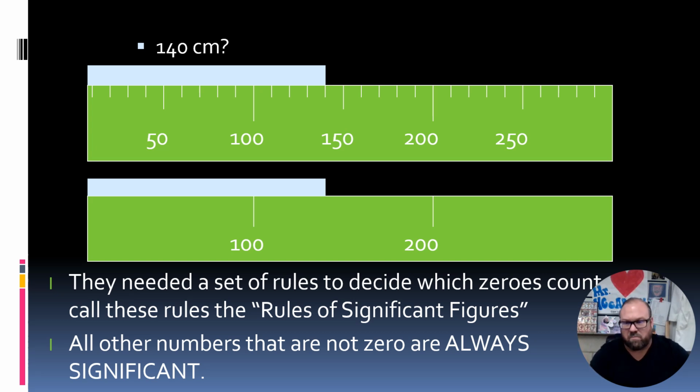So once again, if you count by tens, you're going to estimate to the ones position, and that will be significant. If you count by hundreds, you can only estimate to the tens position, and so the hundreds and the tens position will be significant, but not the ones, because we don't know for certain if it gets to that line. We don't have a good enough ruler.